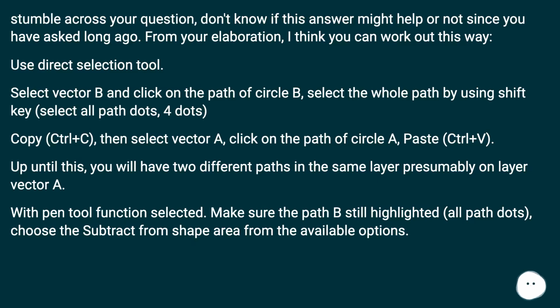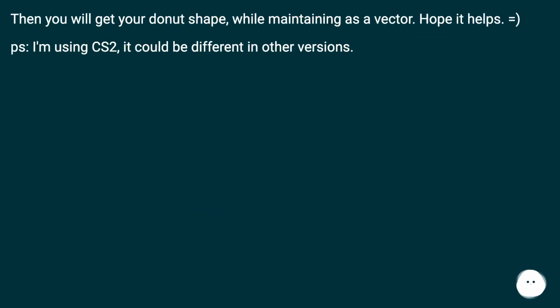Up until this point, you will have two different paths in the same layer, presumably on layer vector A. With the Pen tool function selected, make sure the path is still highlighted, all path dots, choose the subtract from shape area from the available options. Then you will get your donut shape, while maintaining it as a vector. Hope it helps. P.S. I'm using CS2, it could be different in other versions.